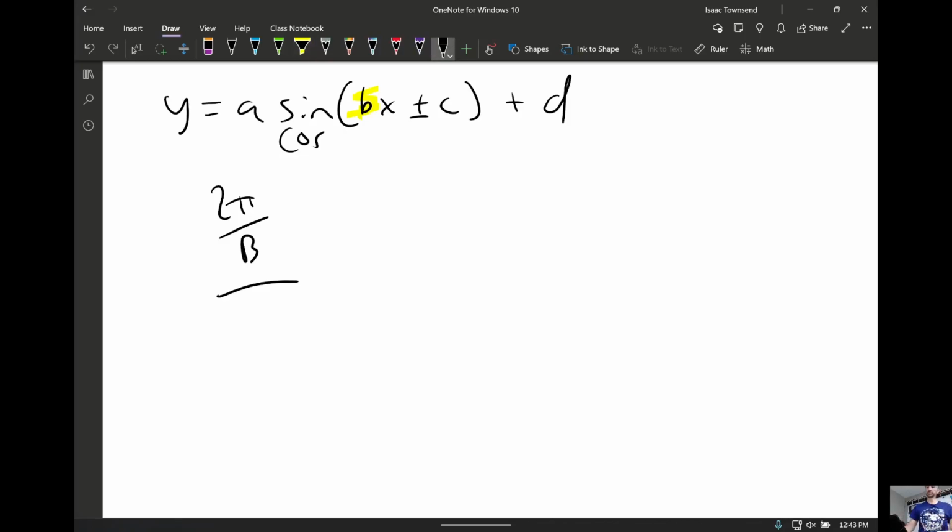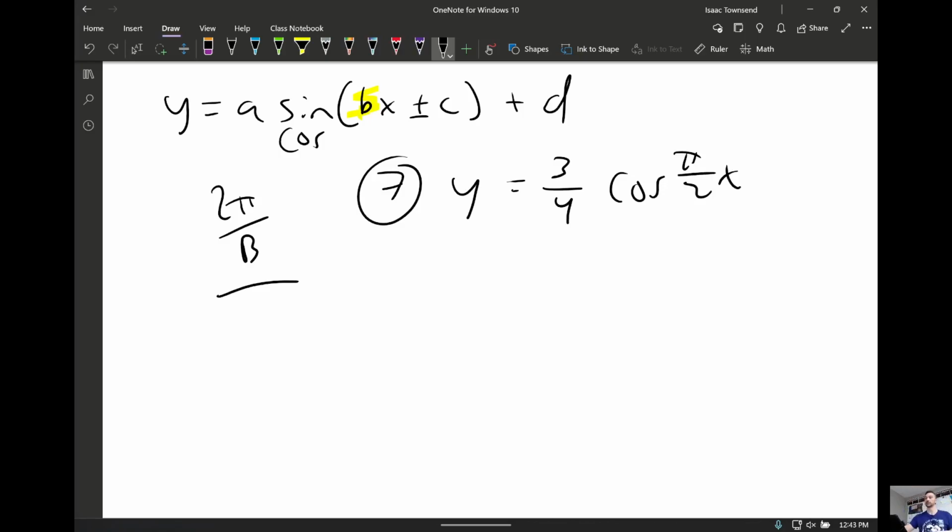Are you talking about like question number 5? Yeah, no, like 7. Okay, number 7. It looks like A is 3/4 and B is pi over 2. You okay with how I know that? Okay, so then the formula for these is 2 pi divided by B. So you would need to say 2 pi divided by pi over 2.